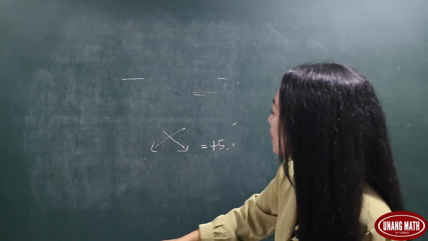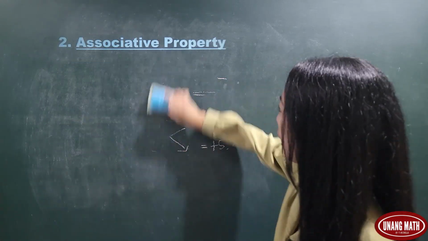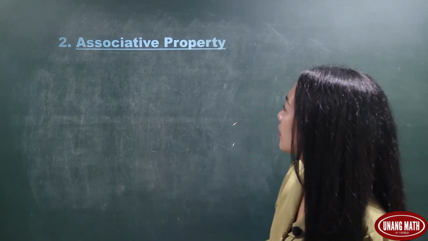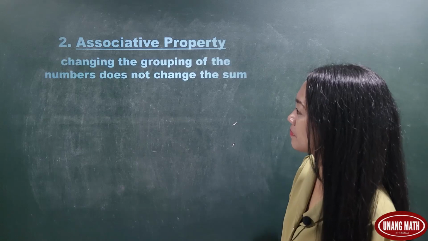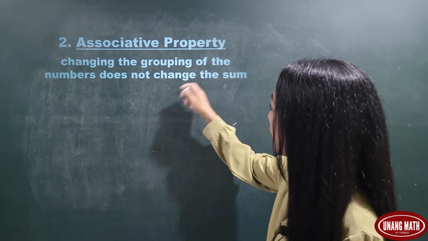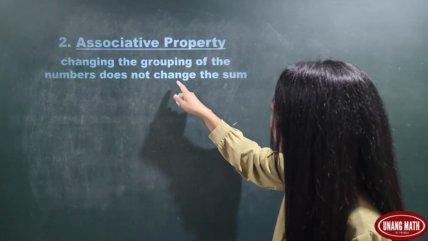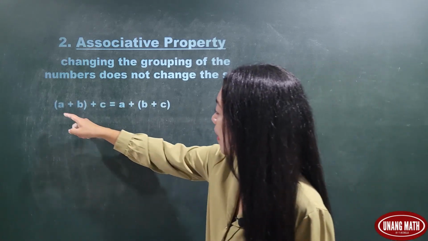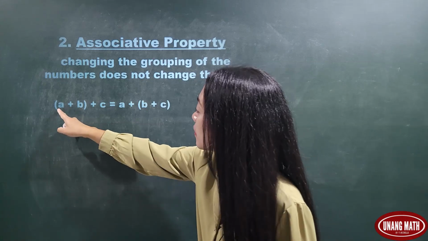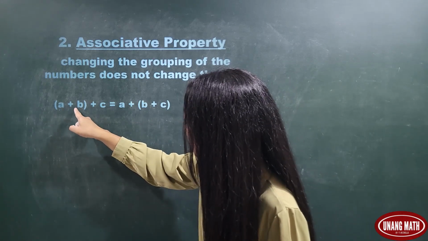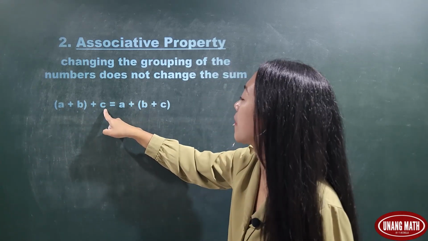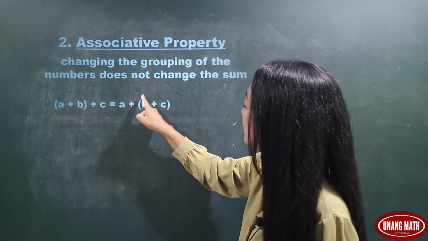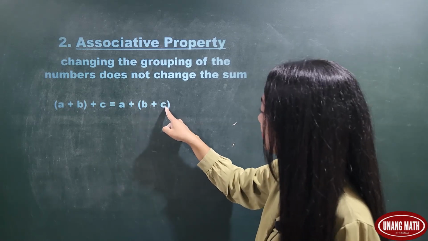Okay, the second rule of addition is what we call the associative property. What does it mean? Changing the grouping of the numbers doesn't change the sum or the answer. Example, these numbers are in a group: A plus B, and then plus C. It's the same thing if we write it as A plus, and this is in a group, B plus C.